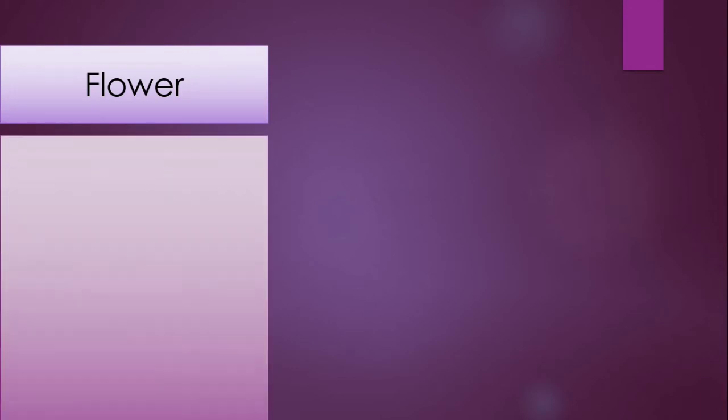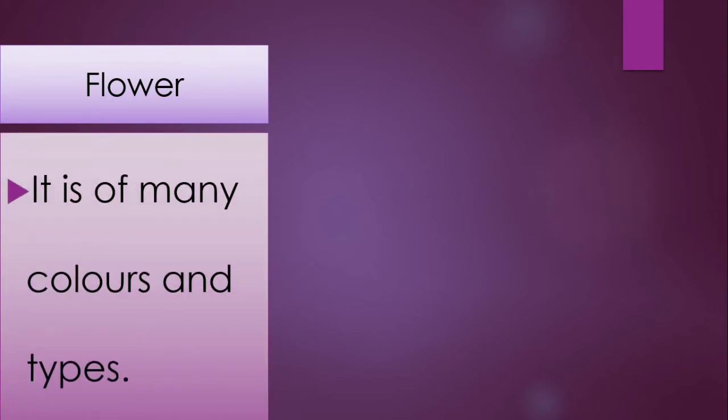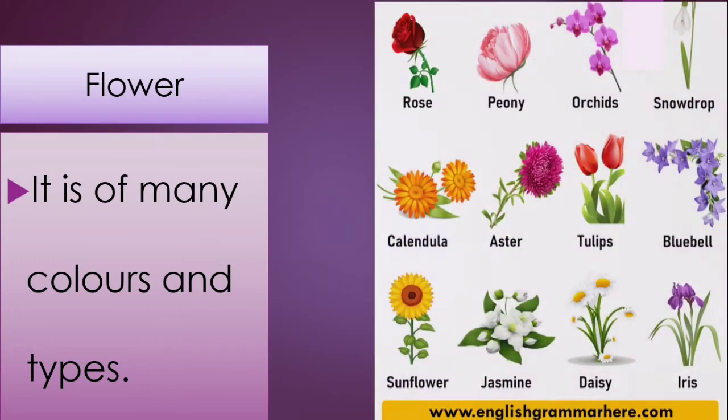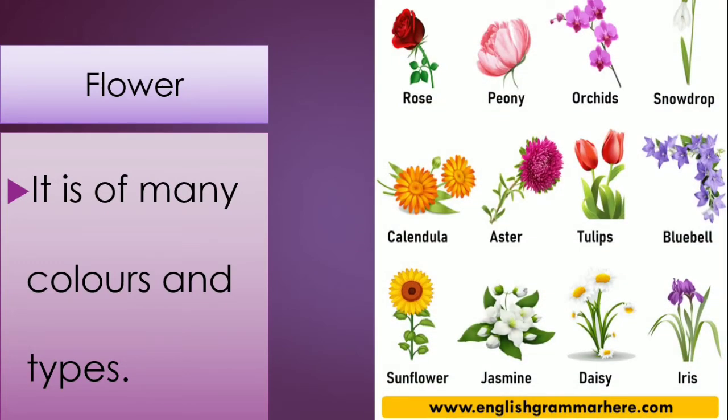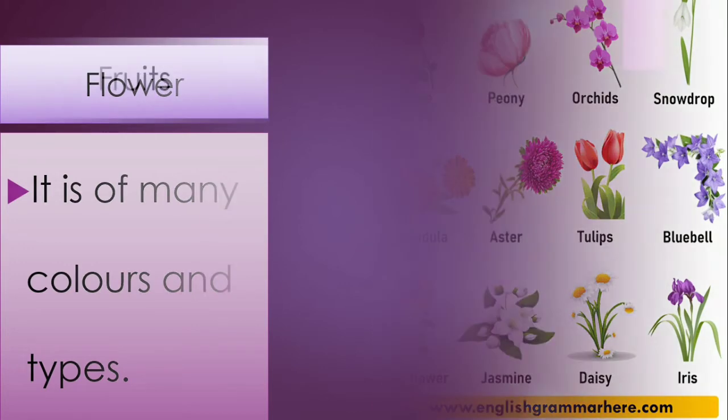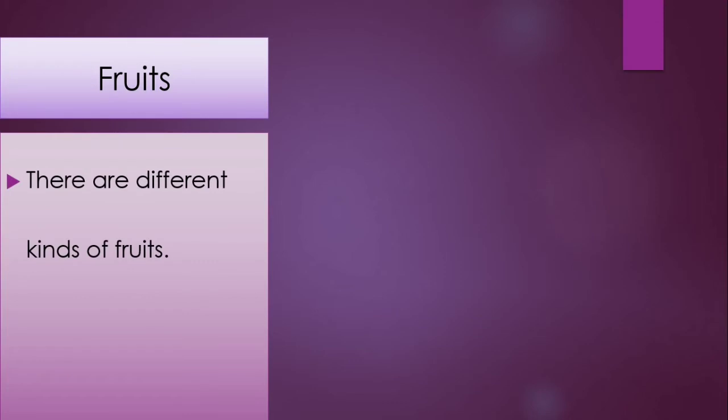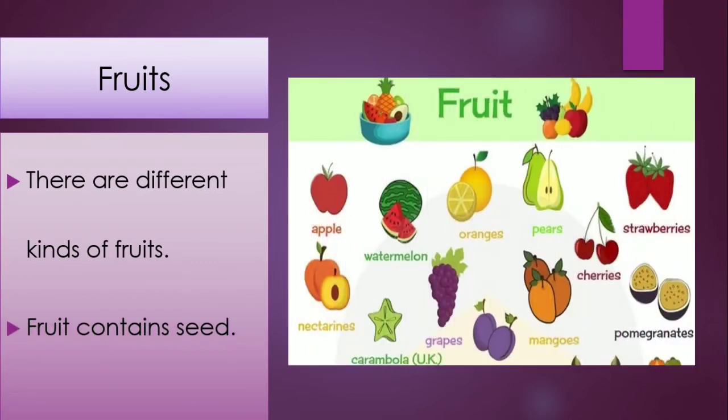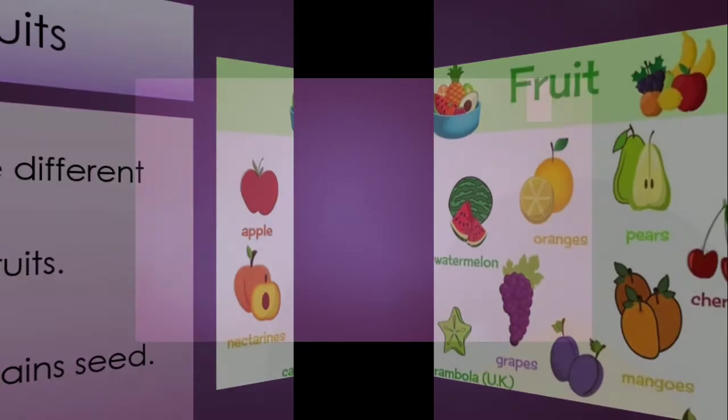Next, flowers. Flowers come in many colors and many types. There are different flowers with different colors. Next, fruits. There are different kinds of fruits. Fruits contain seeds. Next, seeds.